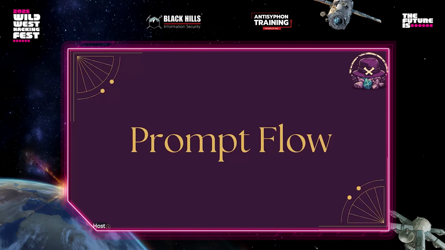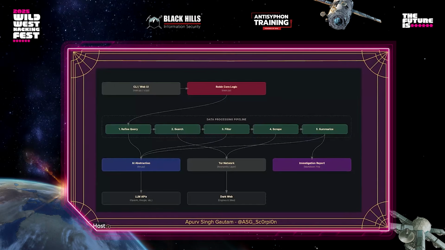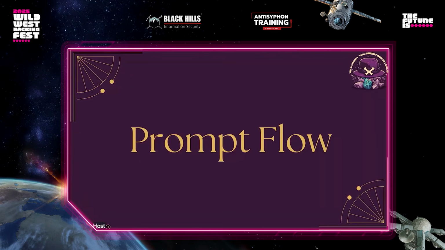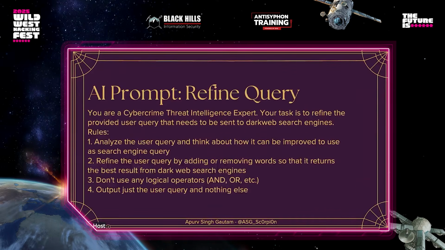But starting with the prompts, the actual prompts that I use. As you see, there are three processes where AI is used. One is the refined query, second is filtering, and the third one is summarization. Starting with the refined query logic itself, this is very plain, very easy.